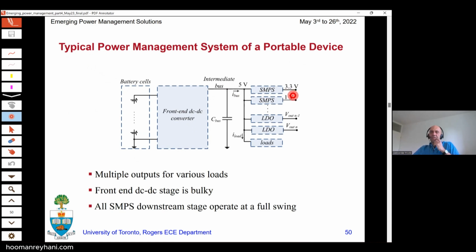For example, 3.3 volts for analog electronics, then 1 volt or even lower voltage for digital parts, and then we can have even higher voltages, for example, for LED light, back panel lighting, and so on. Usually in these topologies, this front-end stage is bulky, and all of those downstream converters operate at the full voltage swing, meaning that the voltage swing at the buck converters here goes between 0 and 5 volts.